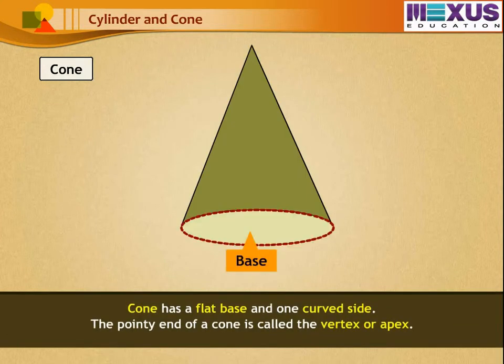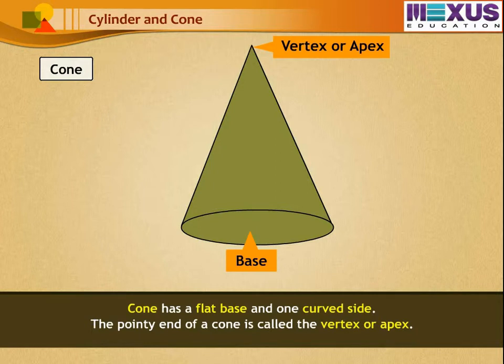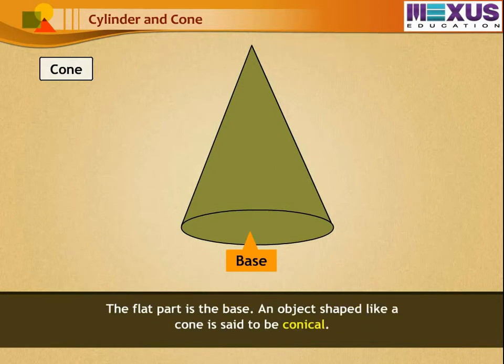Cone has a flat base and one curved side. The pointy end of a cone is called the vertex or apex. The flat part is the base. An object shaped like a cone is said to be conical.